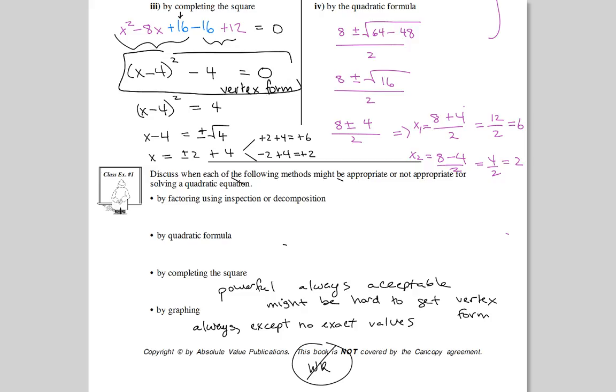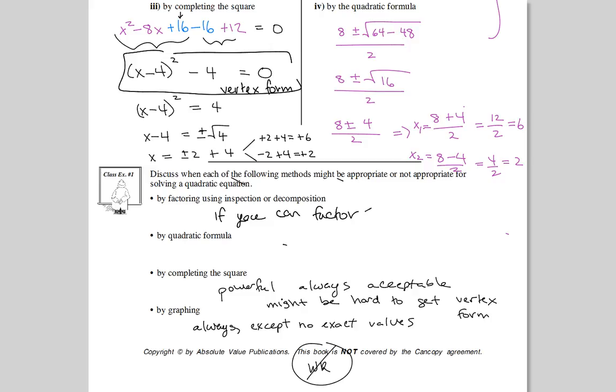The one we did in the example was quite easy. There's some that are very hard. There's fractions and big numbers, and you might get frightened. So probably the two best ways are factoring, if you can factor.